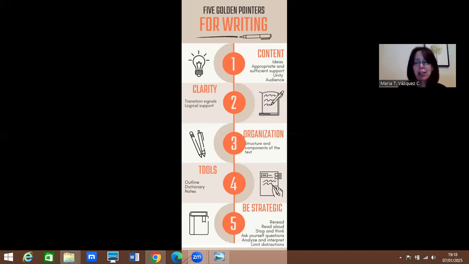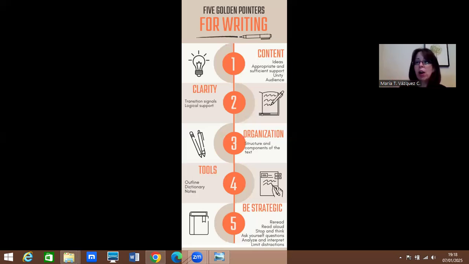Second, clarity. Be careful with the connectors that you use, the transition signals. Think about the relationship of the ideas that you are explaining or that you are arguing about. And if it is possible, use a list of connectors that you can check and include appropriately.